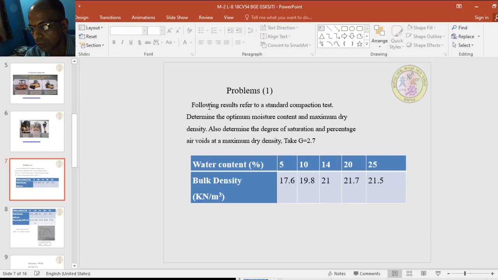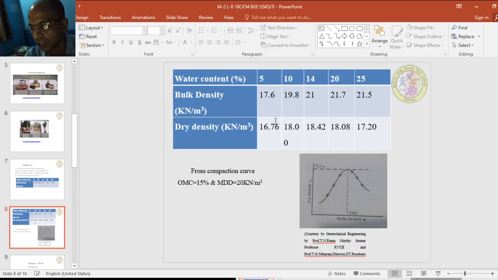Coming to the problem: the following results refer to a standard compaction test. Determine the optimum moisture content and the maximum dry density, and also determine the degree of saturation and percentage air voids at the maximum dry density. Take G equal to 2.7. Water content and bulk density are given; calculate the dry density. Dry density is gamma bulk divided by 1 plus w. Once you get the dry density, plot water content on the x-axis and dry density on the y-axis, and you will get a compaction curve. The peak of the compaction curve gives the maximum dry density, which is 20 kN per meter cube. The corresponding water content is 15%, the OMC.